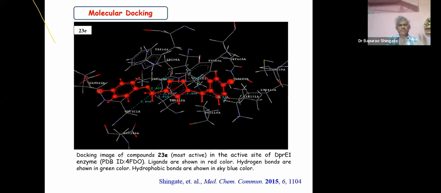As for the experimental results, as I said, we docked the most active compound, 23E, against the active site of the DprE1 enzyme, and we got excellent interactions between the ligand, that is this particular compound, and different amino acids through hydrogen bonding. We also got an excellent docking score for these most active compounds.